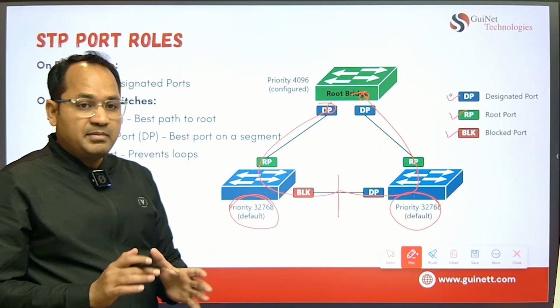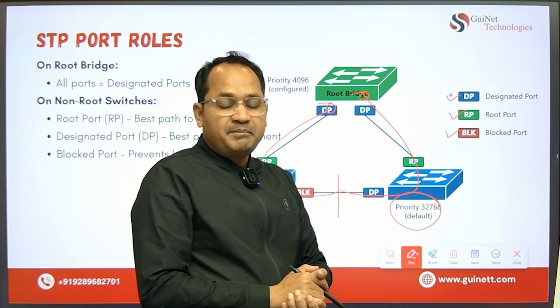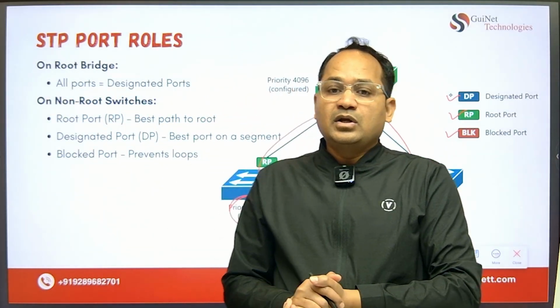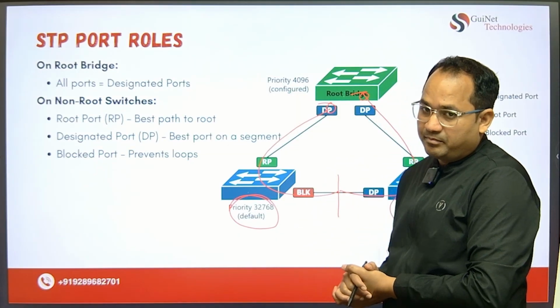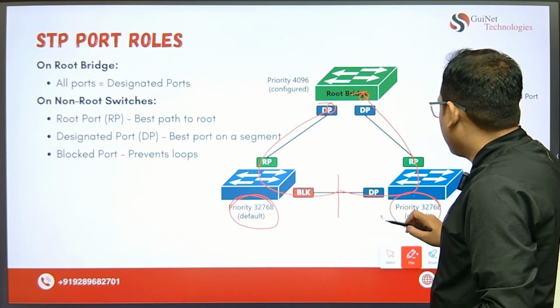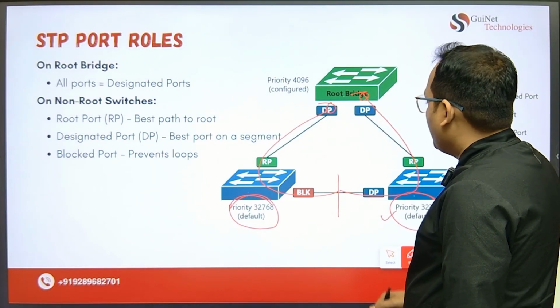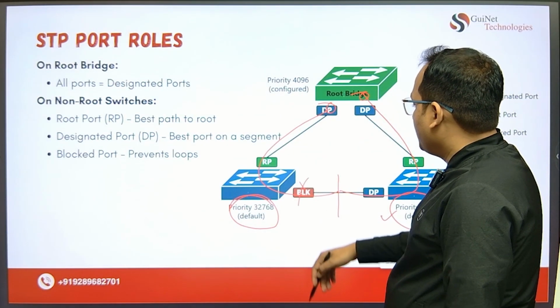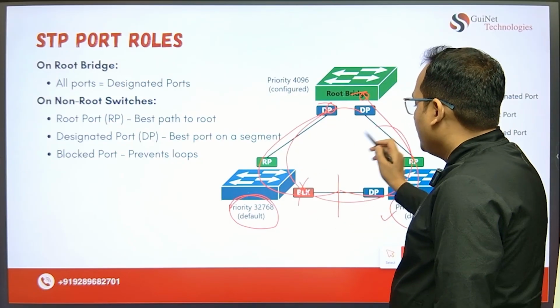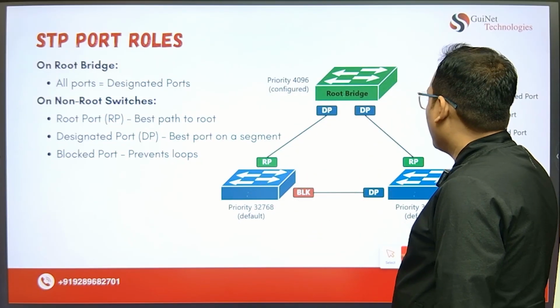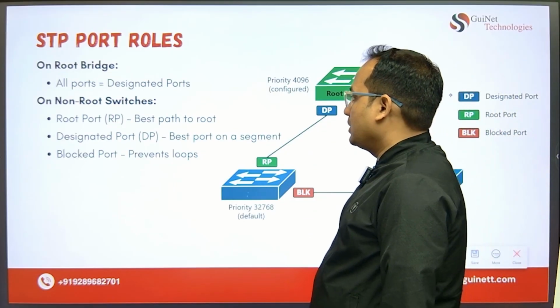In case of a tiebreaker, if you have to select the DP and you have a tie, then you have to consider the lowest bridge ID. So this switch might have the lowest bridge ID to reach this destination. That's why it becomes my DP port. And definitely one port needs to be blocked, else it is going to become a loop. So another port is going to be the blocked port. So this is how it is going to be calculated.